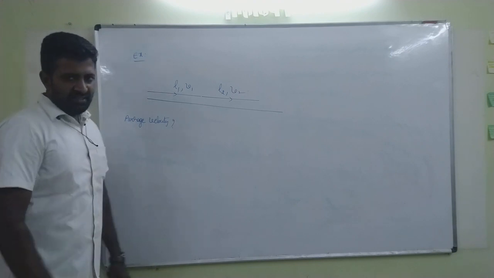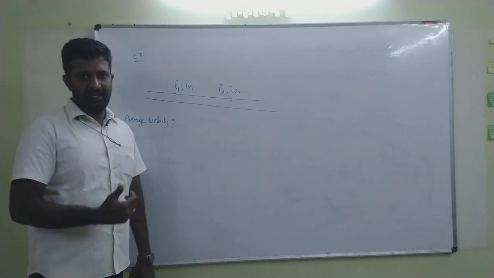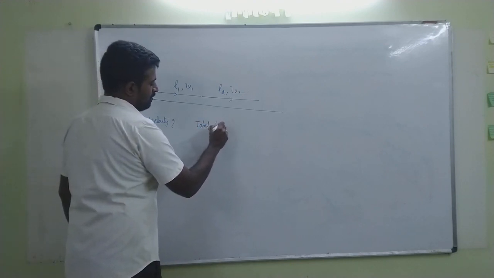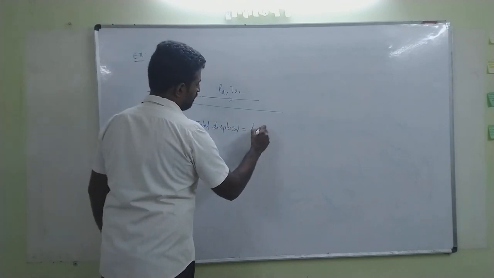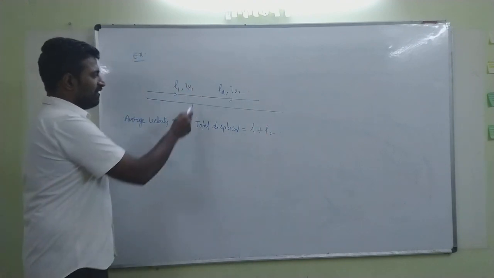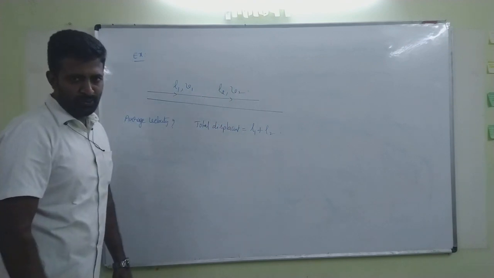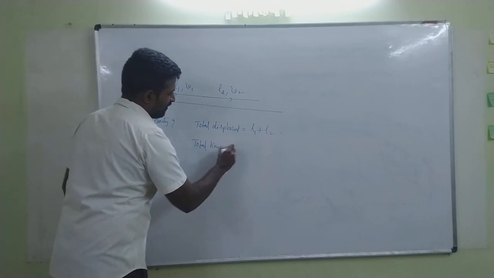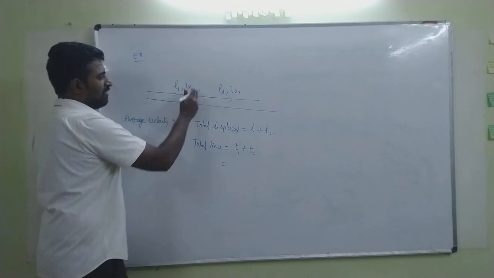The average velocity will be equal to total displacement divided by total time. How much will be total displacement? Total displacement will be equal to L1 plus L2. Time for first part of the journey plus time for second part of the journey will give you total time, which is equal to T1 plus T2.